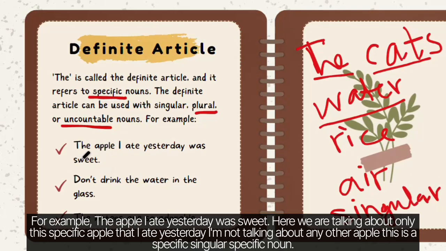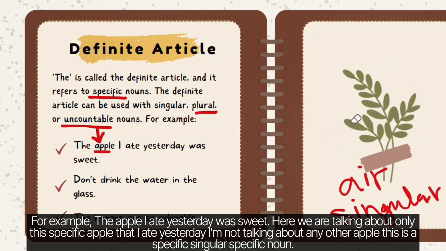For example, the apple I ate yesterday was sweet. Here we are talking about only this specific apple that I ate yesterday. I'm not talking about any other apple. This is a specific, singular noun.